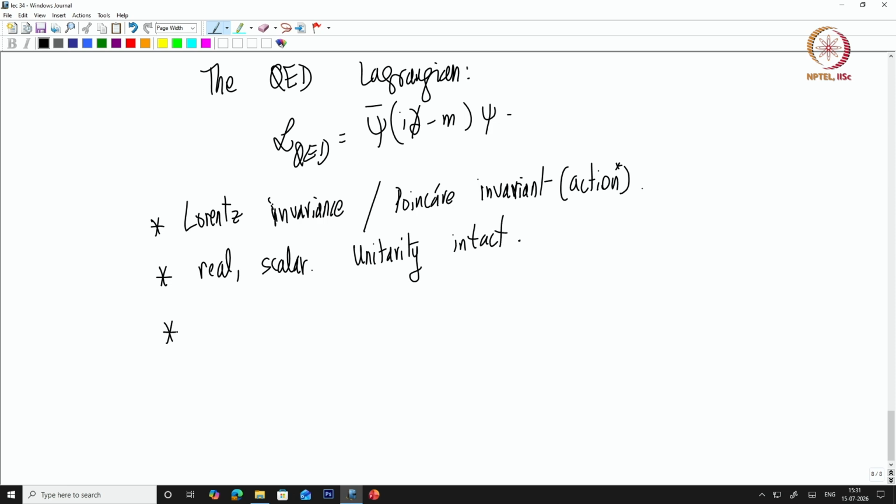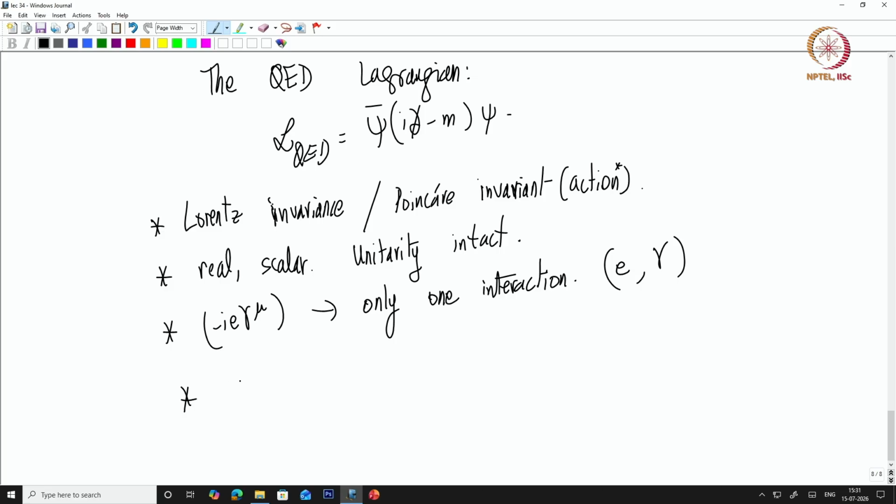And even with interactions, which is i e gamma mu, only one interaction. These are the only two particles in the theory, the electron and the photon, and they have only one interaction, and this interaction is gauge invariant.